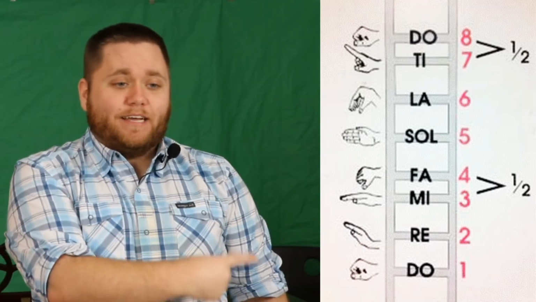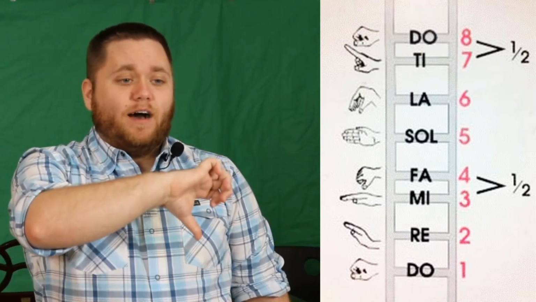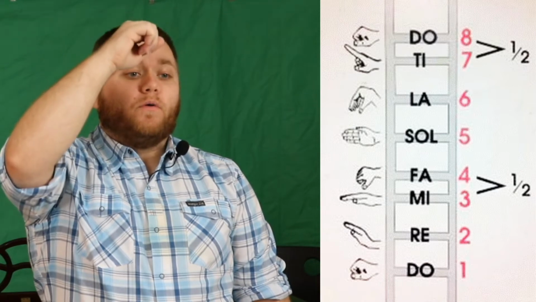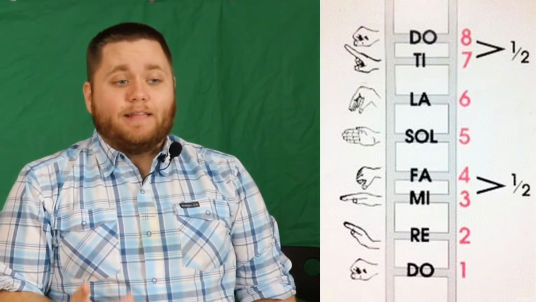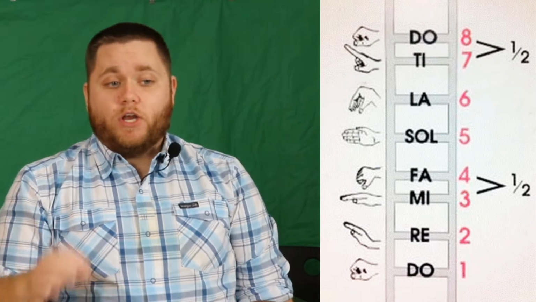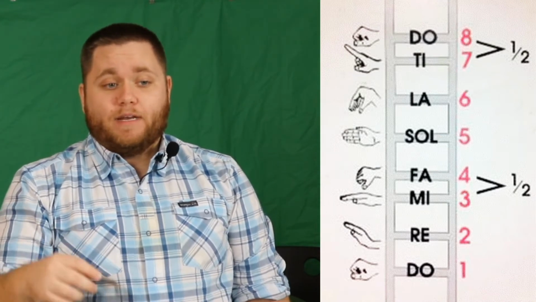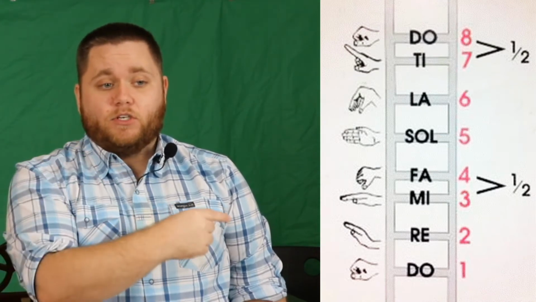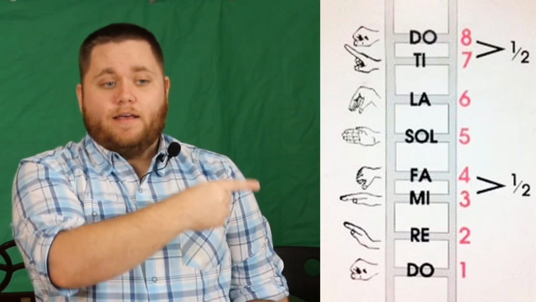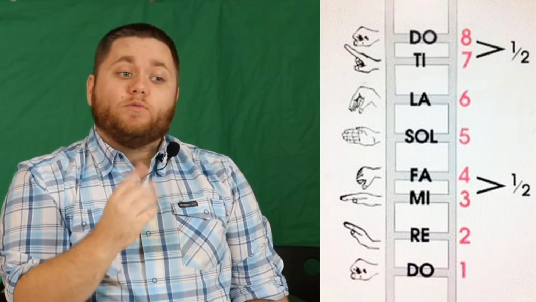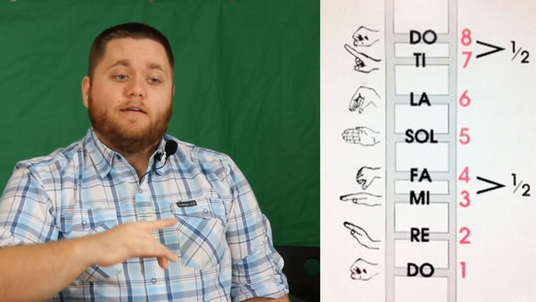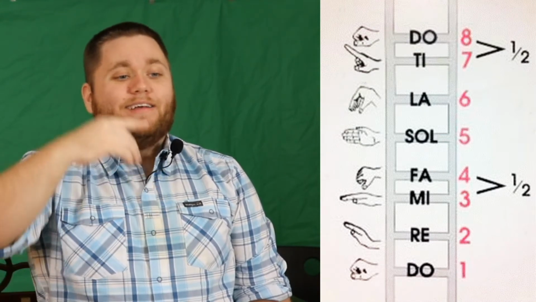So, I want you to remember this right here. Remember your half steps. Mi, fa, and ti, do. We're going to be talking about this a lot in the coming lessons, and I really want you to know what the difference is between a half step, which is this guy, and this guy, and I want you to remember the difference between a whole step, which is this guy, and this guy, and this guy, and this guy.